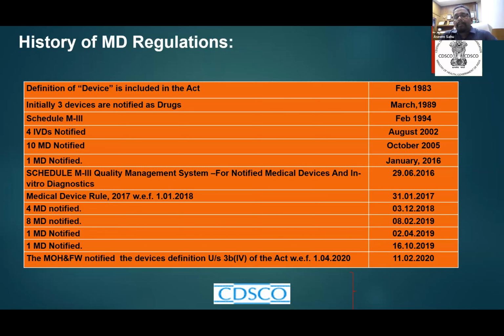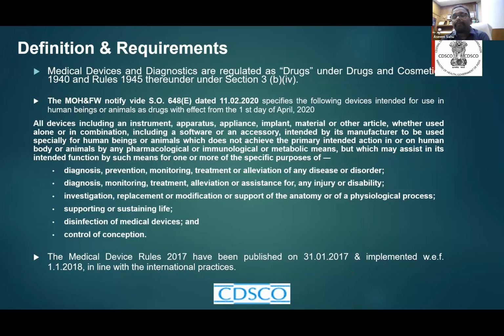Now finally, in February 2020, we notified the definition itself under the definition of drugs, that is section 3(b)(iv). And once that definition was notified, all medical devices come under the regulation of this Act. This is the globally accepted definition of medical devices, because in the Act we don't have the provision to have a separate one. It will take time.